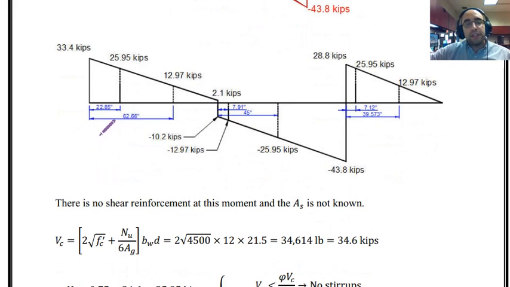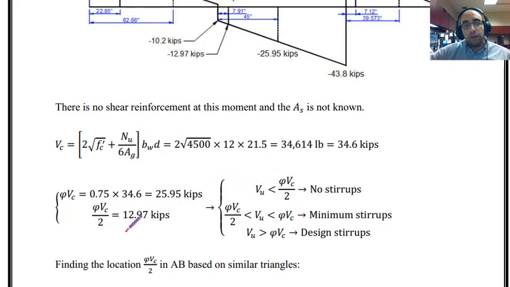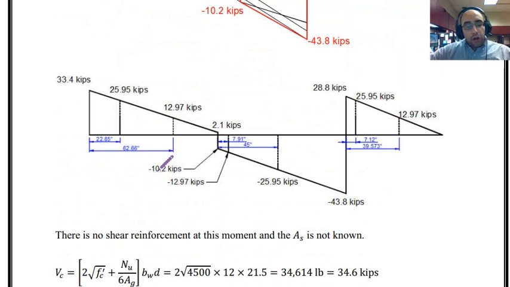And now I need to see the location of the shear when it is equal to 5Vc over 2, or 12.97. I know, based on similar triangles, we can consider this triangle, and in this triangle we can find the location where the amount of shear is equal to 5Vc over 2, or 12.97 kips. I know at some point the shear is equal to this value because it is changing from 33.4 to 2.1, but I don't know the location.